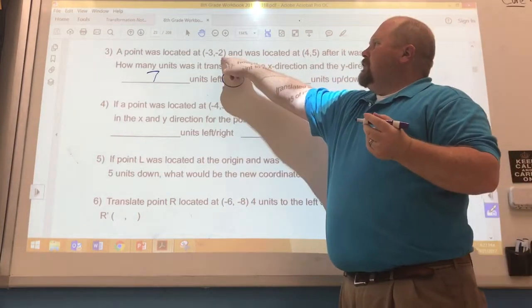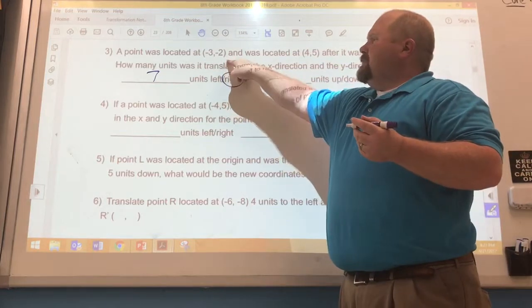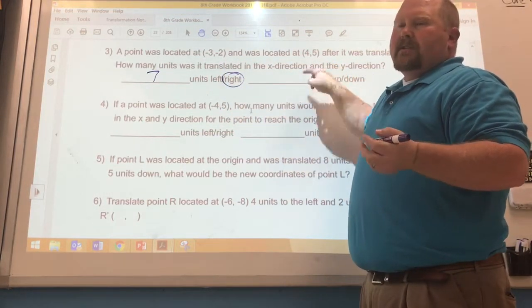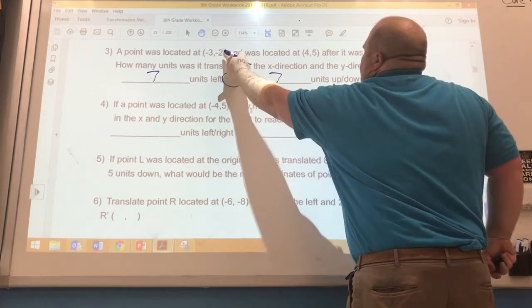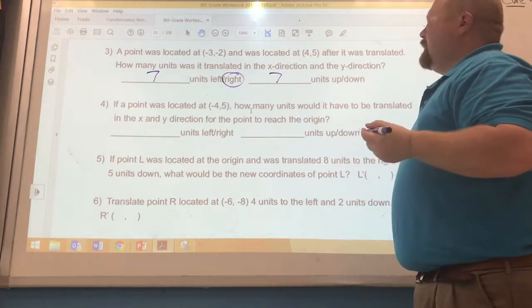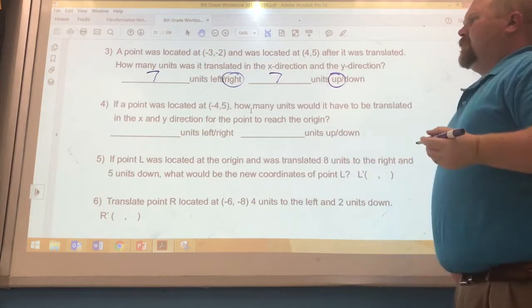On the y value, it went from a -2 to a 5. From -2 to 0 is 2 units, and from 0 to 5 is 5 more units, so 2 plus 5 is 7 units. And it also moved from a negative to a positive, meaning they were adding to the y value, and when you add, you're moving in an upward manner, so it moved 7 units up.